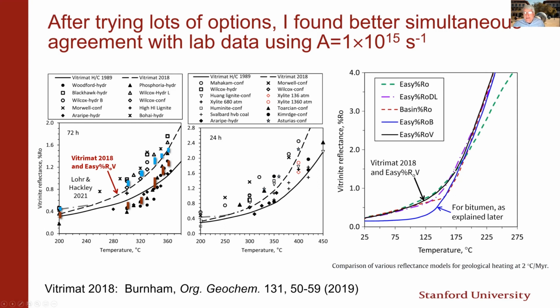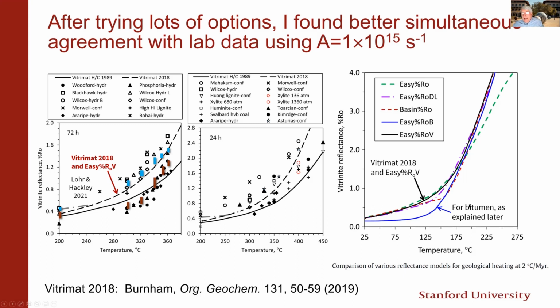Which leads to this next plot over here. The Vitromat formalism allows you to put in any hydrogen to carbon ratio in the kinetics that you want to calculate the reflectance. And for the vitrinite, those parameters give this curve here. If you put in something more appropriate for bitumen, you'll get this curve. And that will actually then agree much better with this data over here.